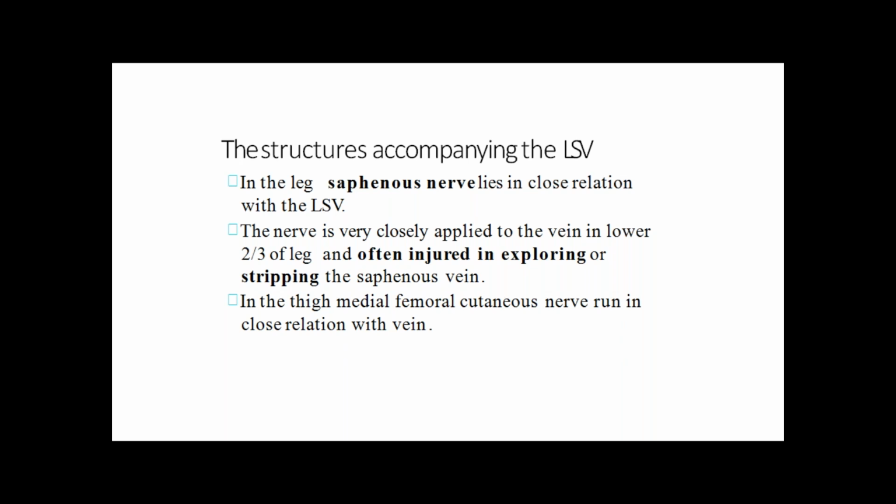The nerve is very closely applied to the vein in the lower two-thirds of the leg and is often injured in exploring or stripping the saphenous vein. In the thigh, the medial femoral cutaneous nerve runs in close relation with the vein. Nowadays we are doing the Trendelenburg operation along with stripping of the long saphenous vein up to the knee joint only, not up to the ankle joint, to prevent injury to the saphenous nerve.